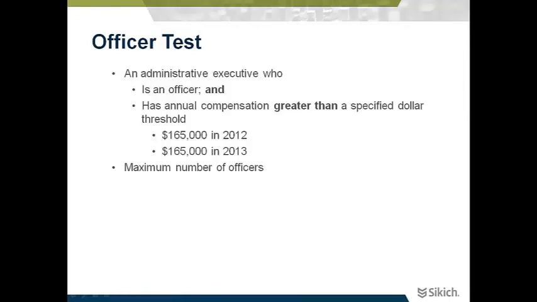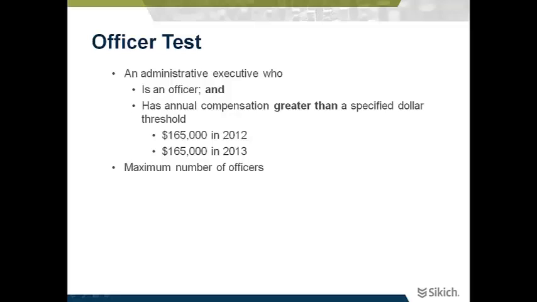Now let's take a look at the officer test. An employee will satisfy the officer test if the employee is both an officer and he satisfies the top-heavy plan compensation requirement. The compensation requirement is that the officer must earn more than a certain threshold during the testing period, and this amount is subject to cost of living increases in $5,000 increments. For 2013, an officer who has annual compensation greater than $165,000 may be considered a key employee.